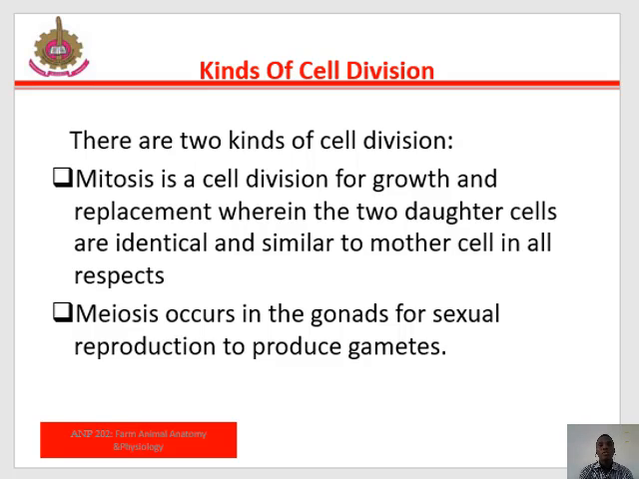Kinds of cell division. As we have rightly said before, there are two kinds of cell division. We have mitosis, which is cell division for growth and replacement, whereby the two daughter cells are identical and similar to the mother cell in all respects. Then we also have meiosis, which occurs in the gonads for sexual reproduction to produce gametes.